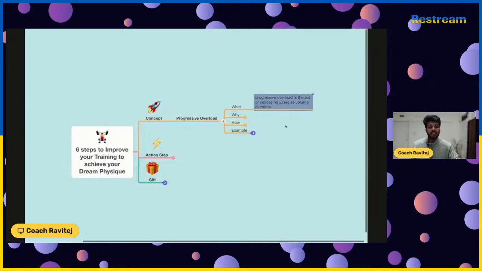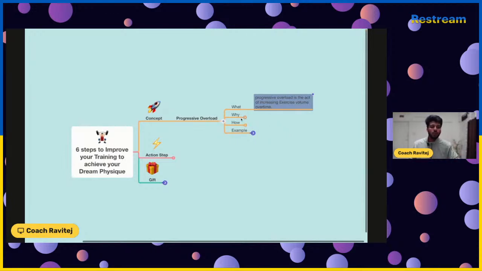What is progressive overload? Progressive overload is the act of increasing exercise volume over time. All right, now the question you might get is, what is exercise volume? Which we'll cover in a bit. So in short, if you're doing x number of reps or weight or sets, you need to increase over a period of time so that your exercise volume will increase.